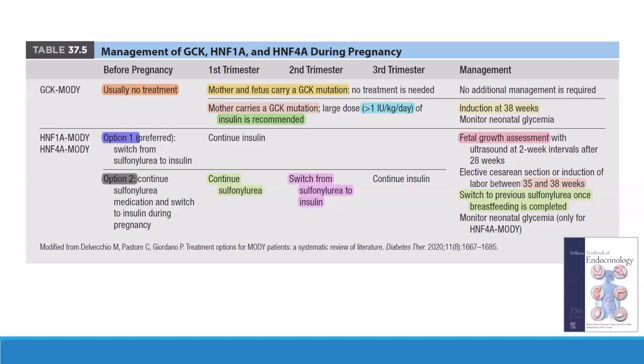During GDM, the first line is lifestyle and metformin. If not controlled on lifestyle and metformin, this is the NICE criteria, we should give insulin therapy. But if the patient refuses insulin therapy, we can give glipizide. I will cover this in more detail in the GDM section, inshallah.